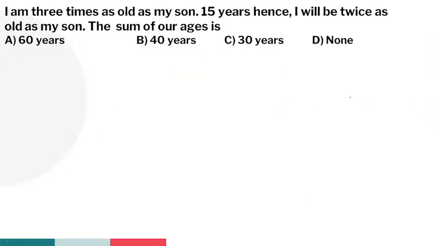Right. Next example. I am 3 times as old as my son. 15 years hence, I will be twice as old as my son. The sum of our ages is? Very good question, guys. What is the answer? And a simple question: the sum of our ages, mine and my son's. I am 3 times as old as my son. My son's age is, I don't know, let it be 1. I am how many times? 3 times. 1 into 3, 3.